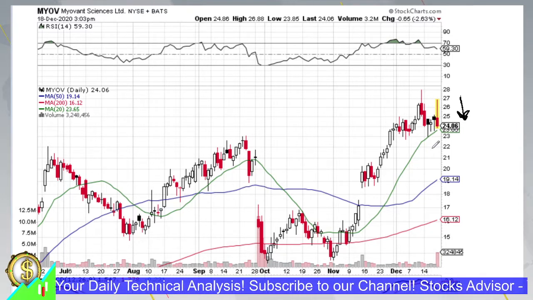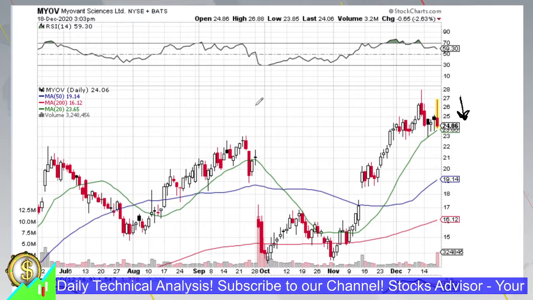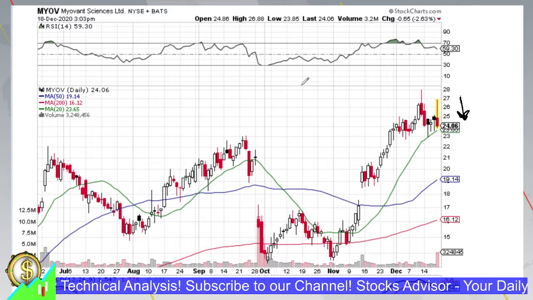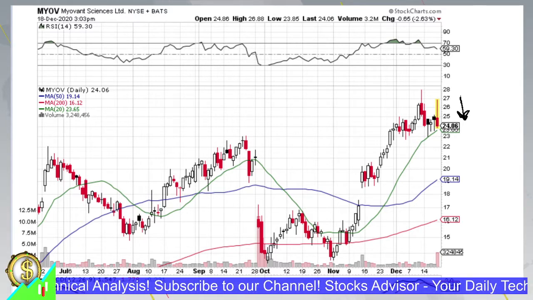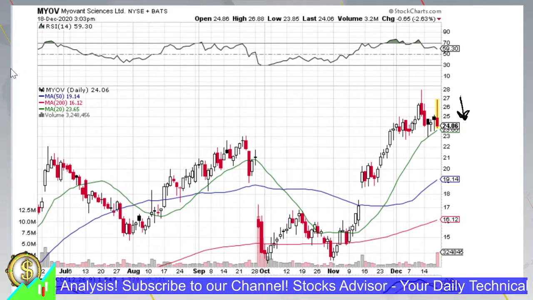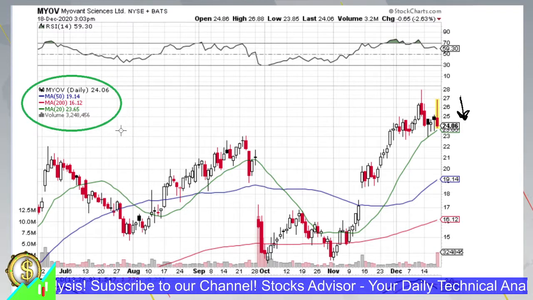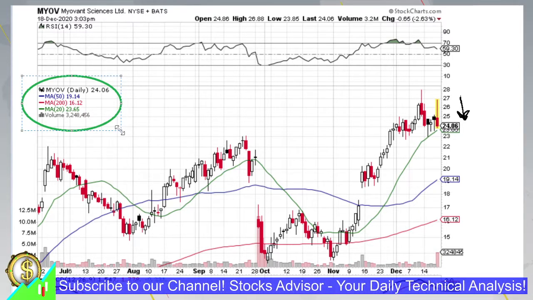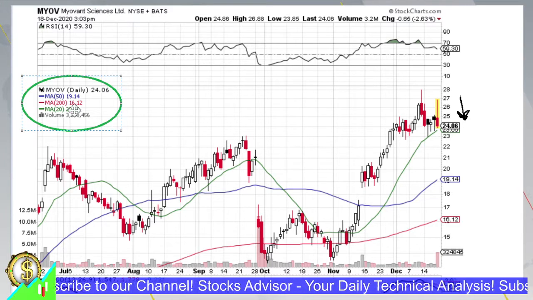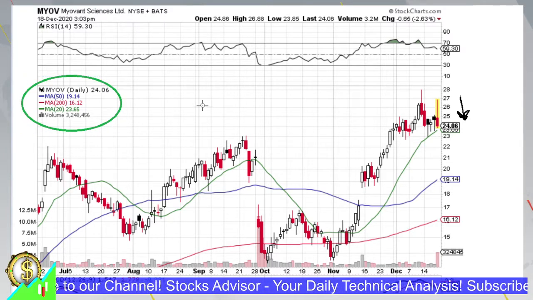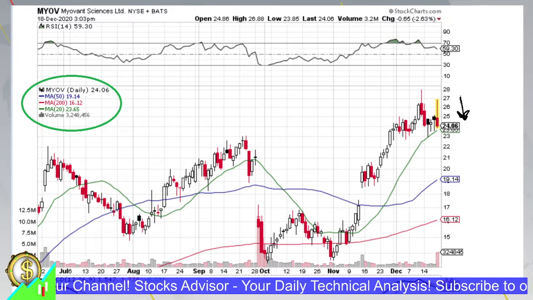So to quickly analyze this, let's do a technical analysis for MYOV Sciences. First of all, of course, as always, on our daily chart we have three moving averages depicted here. These are moving averages 20, 50, and 200, being the green, blue, and red lines correspondingly. Here on the left, you see their legends. So first of all, what is important?